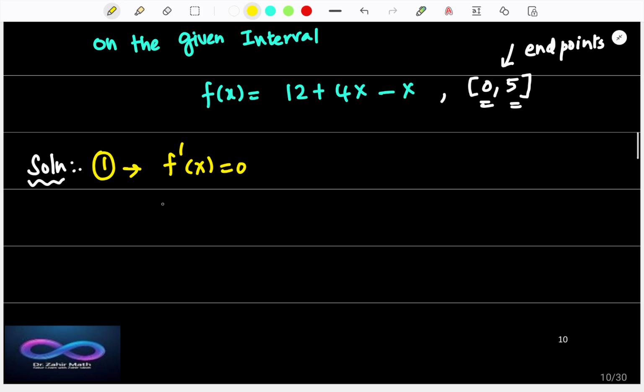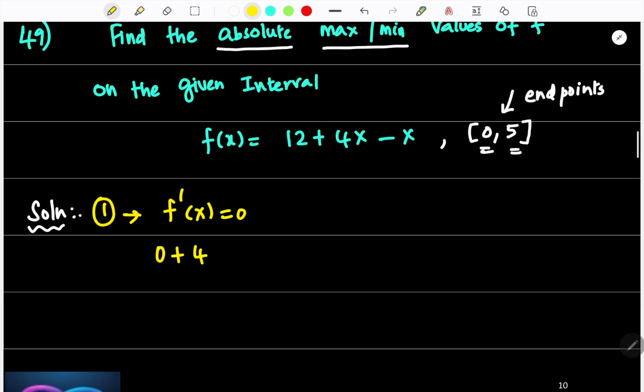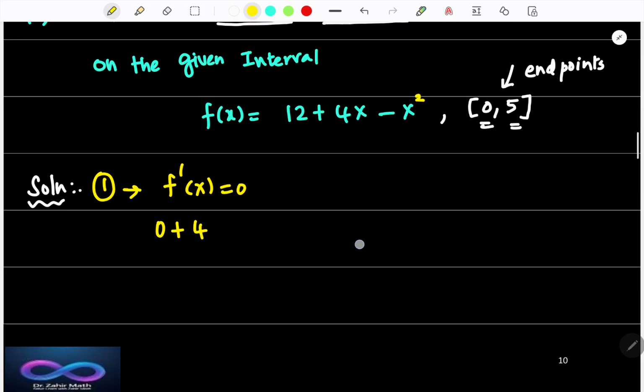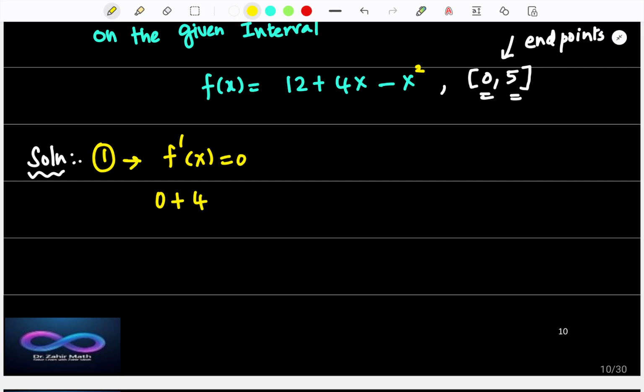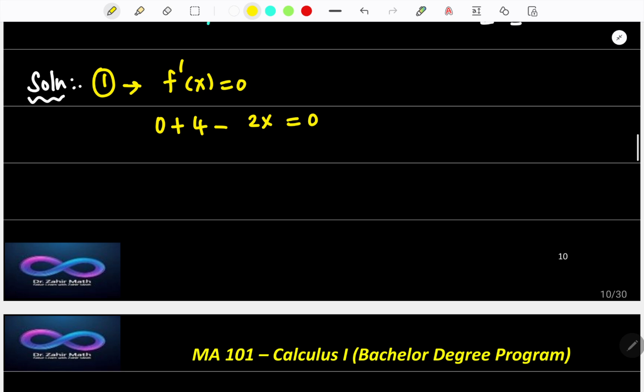What is your f dash of x? 12 plus 4x minus x square. 12 derivative is 0 and 4x derivative is 4. And then x square derivative is what? Minus 2x is equal to 0. Right? Now 4 minus 2x is equal to 0.